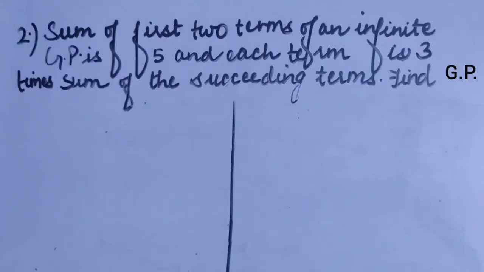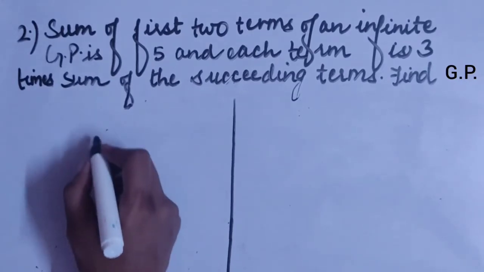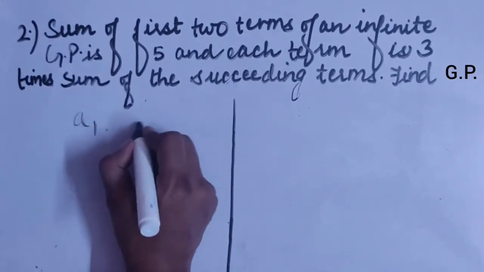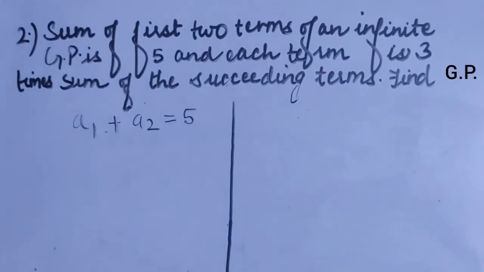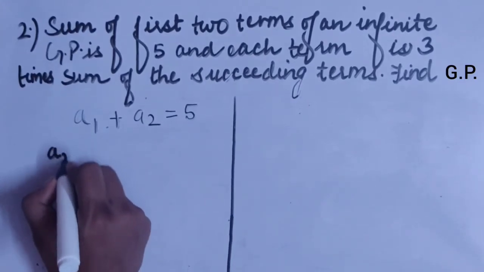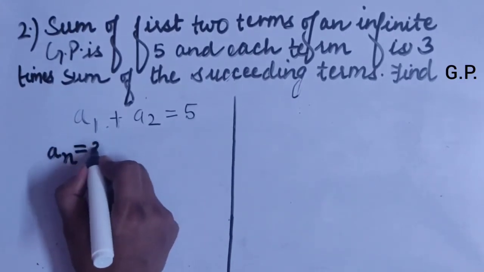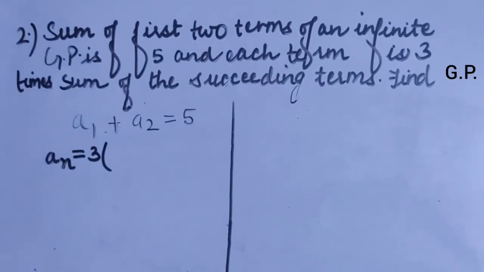Students, our second question is: the sum of the first two terms of an infinite GP is 5. So we are taking the two terms a1 and a2, and their sum is equal to 5. Afterwards, we are reading the statement. What is the statement saying? Each term is 3 times the sum of the succeeding terms. So suppose each term is the nth term, that means it is an, and it is equal to 3 times the sum of the succeeding terms.